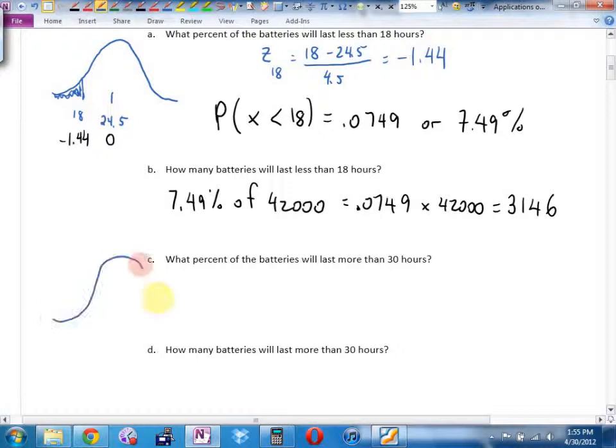There's our bell. That number is the mean. What was the mean? 24.5. 30, is that going to be to the right of 24.5 or to the left of 24.5? To the right, like over here somewhere. And they want, which area? Do they want me to go below 30 or above 30 when I color this in?